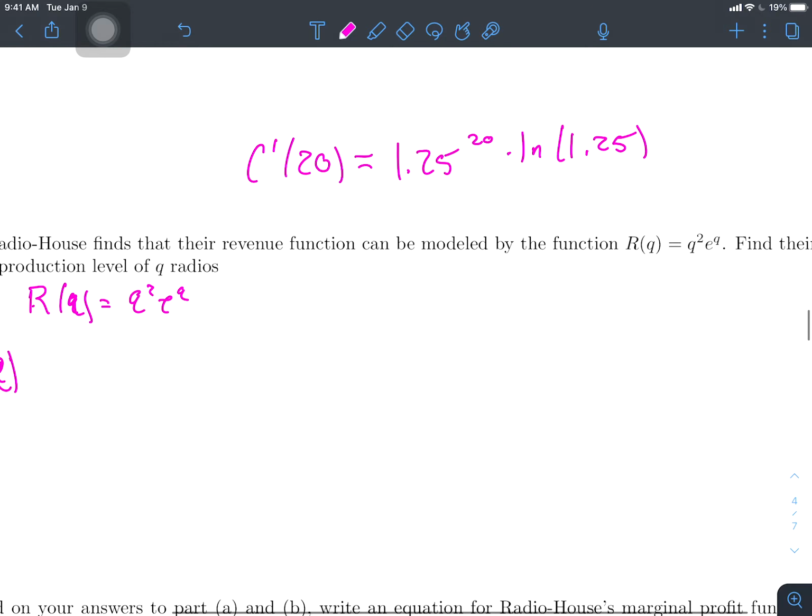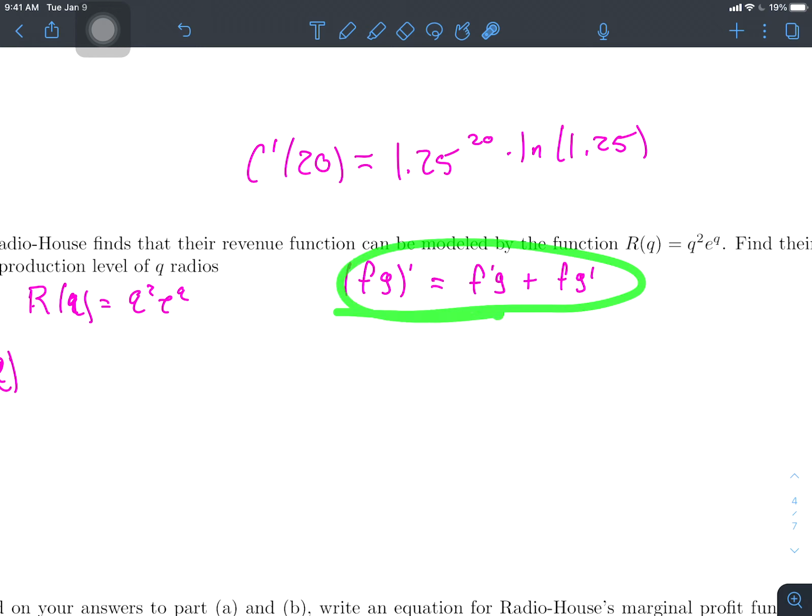The product rule, remember, says that the derivative of two functions being multiplied together is: do the derivative of the first one, leave the second one alone, plus leave the first one alone and do the derivative of the second one. The neat thing about the product rule is that if you accidentally mess up the order, you're not going to be in trouble. But if you mess up the order in the quotient rule, you will be in trouble. So the product rule is more forgiving in that sense.